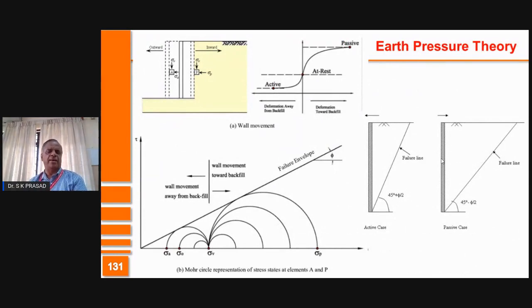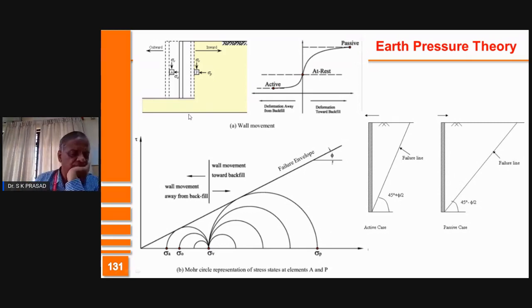Well, the same thing is explained in different ways here. I'm just considering a wall here, and in the active situation, this is the failure line, the failure envelope. Very easily we can compute that the failure line is at 45 plus phi by 2. The other extreme situation is passive pressure. The failure line is at 45 minus phi by 2, where phi is equal to the angle of internal friction.